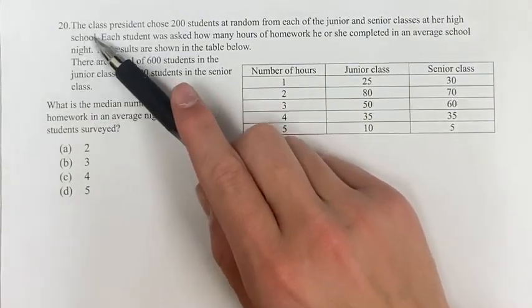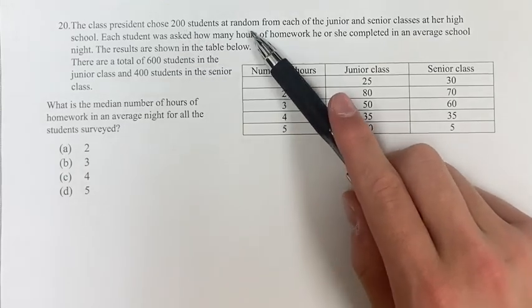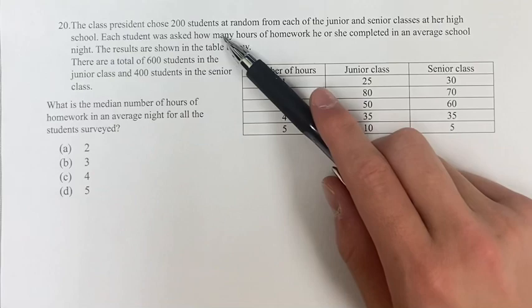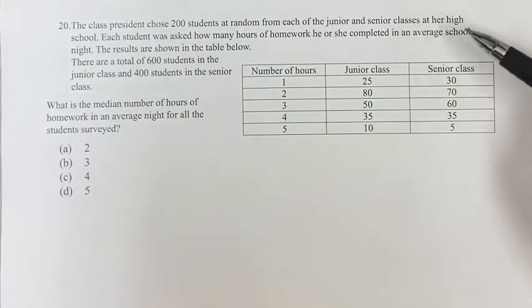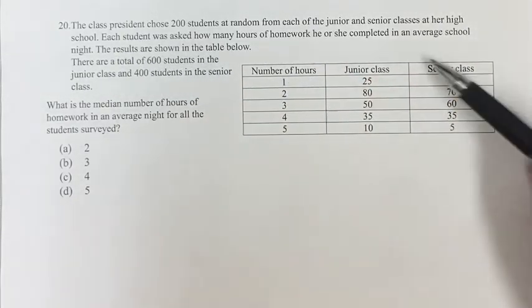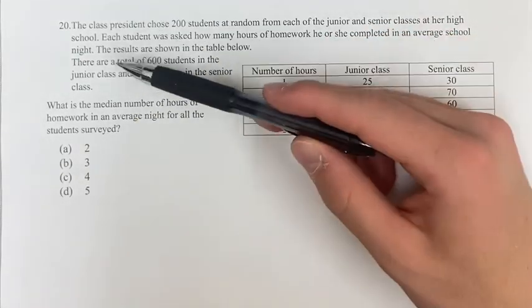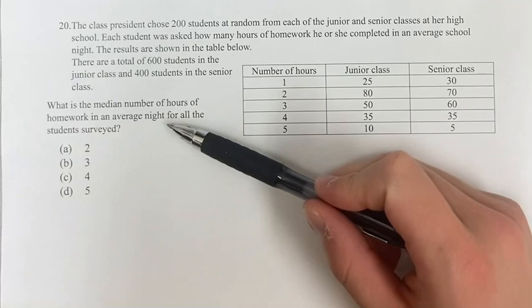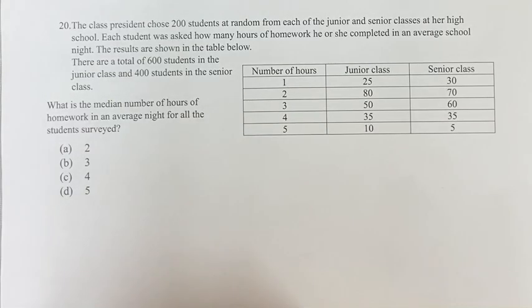In this problem, we're told the class president chose 2 students at random from each of the junior and senior classes at her high school. Each student was asked how many hours of homework he or she completed in an average school night, and the results are shown in the table below. There are a total of 600 students in the junior class and 400 in the senior class, and we're asked what is the median number of hours in an average night for all the students surveyed.